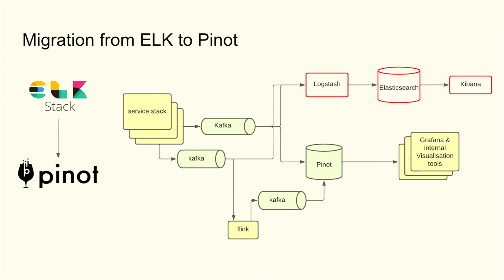The offline data is being pushed because we are going to create hybrid tables over there, which will have the real time and the offline part. For visualization, we rely on Grafana and some of the internal tools. So that's how we were also able to get away from Kibana.